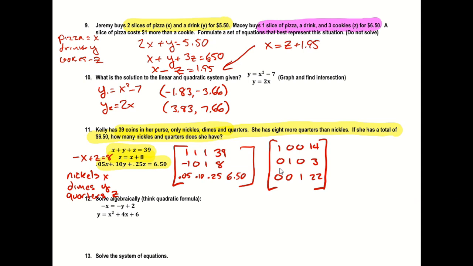Now, if we look back over, the question is only asking for nickels and quarters. So we're only looking for X and Z. So Kelly has 14 nickels and 22 quarters. And before I forget, you can check these because we look, nickels are X, quarters are Z. If we look over here to the second equation, X, so 14 plus 8 equals 22. 22, we're good. And you could run through a couple of other ones if you wanted to and make sure.